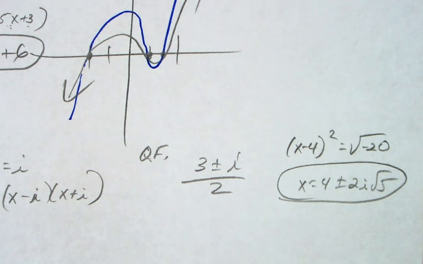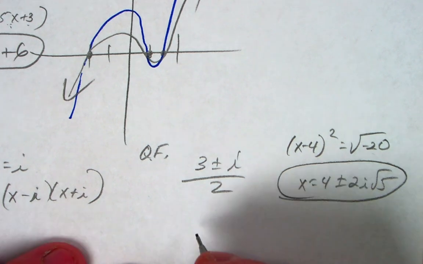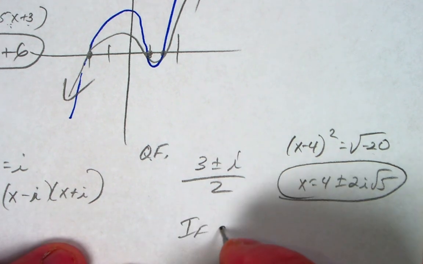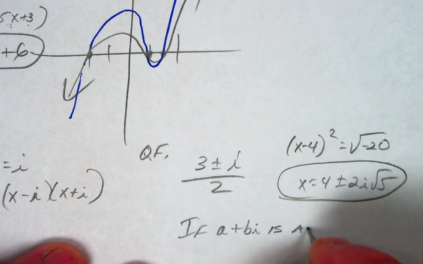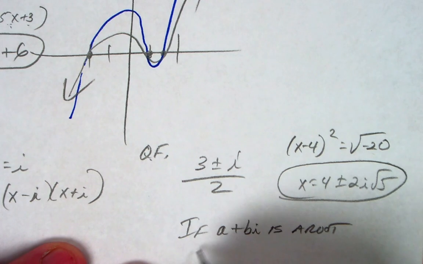Okay. Because all imaginary answers happen in conjugate pairs. They always happen in conjugate pairs. So if a plus bi is a root, then what?